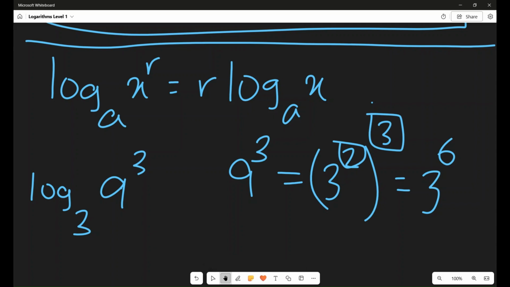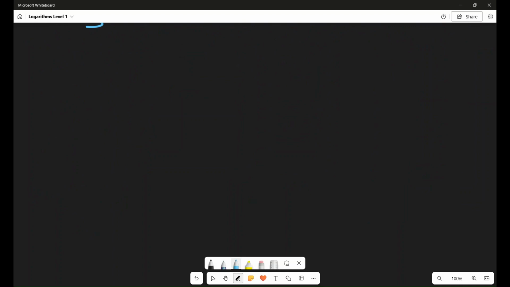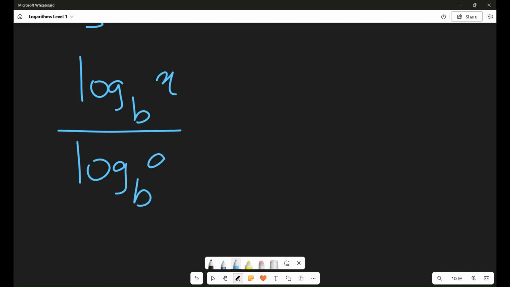And then the final property is log base b of x over log base b of a is equal to log base a of x, right? And this is such a beautiful property because we can plug in any value for b, and we will always get the same value on the right-hand side, right? b could be 2, b could be 3, b could be 4, b could be anything more than 1, right? And we would still have the same thing on the right-hand side.